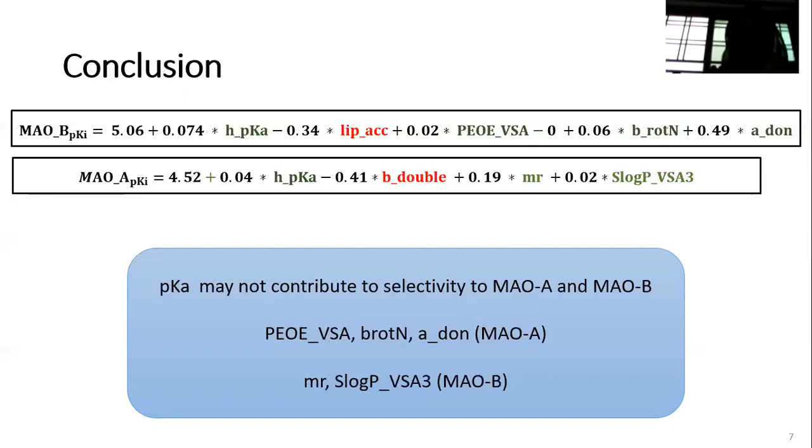The entities in green are positively contributing towards activity, like A donor, B root, and VJ. So they can positively contribute to activity of MAO-B and can also be important for selectivity. Similarly, in case of MAO-A, molar refractivity and SlogP_VSA3 were contributing positively towards the activity. So they could possibly be involved in selectivity for MAO-A. So these were the features that we were able to identify.